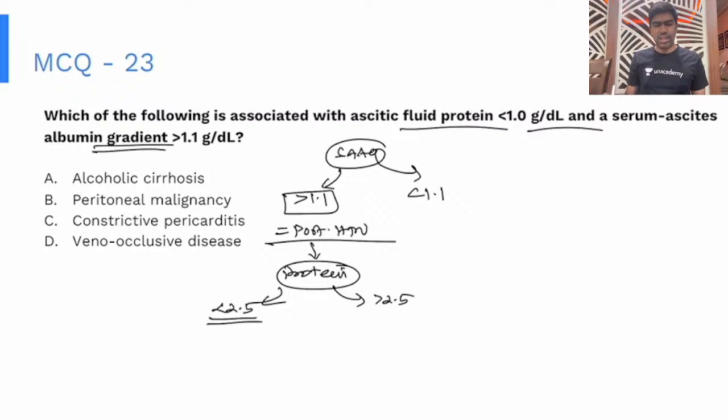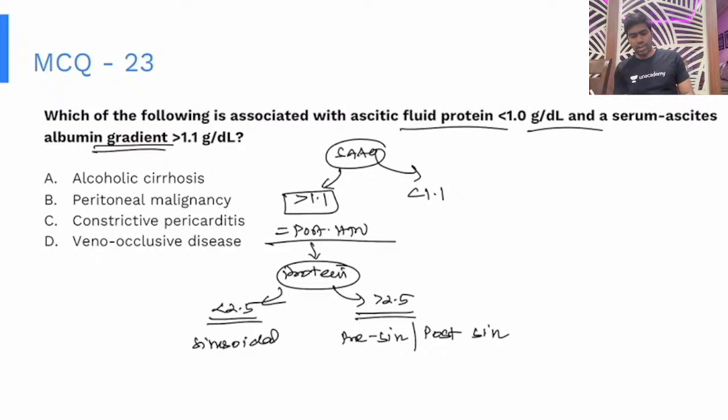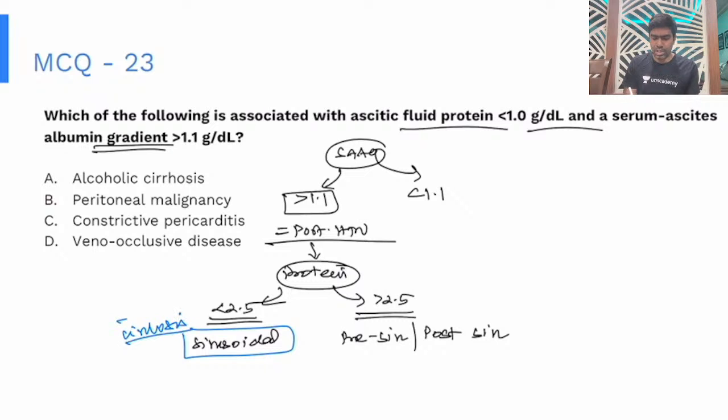If the protein levels are less than 2.5, you're talking about sinusoidal causes. We're talking about sinusoidal portal hypertension. So if the protein levels are more than 2.5, we are talking about pre-sinusoidal and post-sinusoidal causes. So when you talk about sinusoidal causes, we are talking about cirrhosis. Cirrhosis is the most important sinusoidal cause.